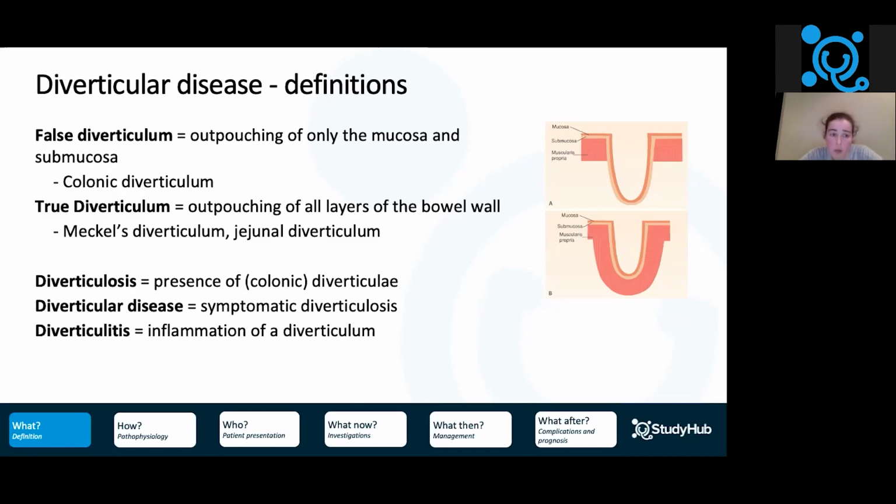Further definitions, so we've got diverticulosis, which is the presence of colonic diverticuli, and diverticuli is just the plural of diverticulum. That's when the disease is asymptomatic. As soon as patients have any symptoms or problems from the presence of diverticulosis, this is called diverticular disease. And diverticulitis is when a diverticulum becomes inflamed.